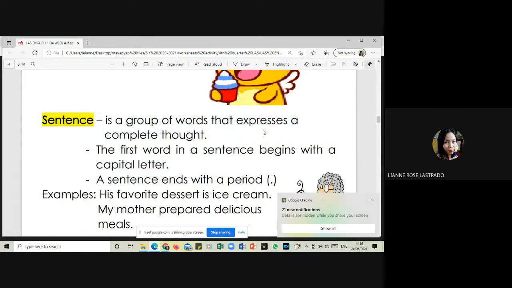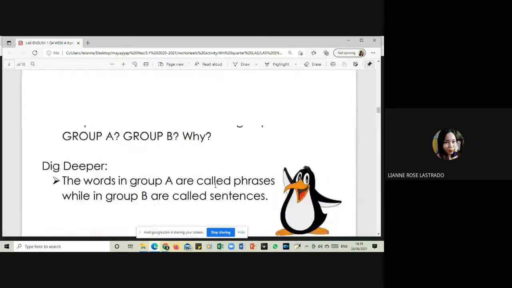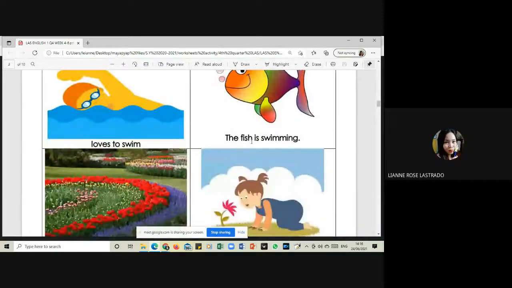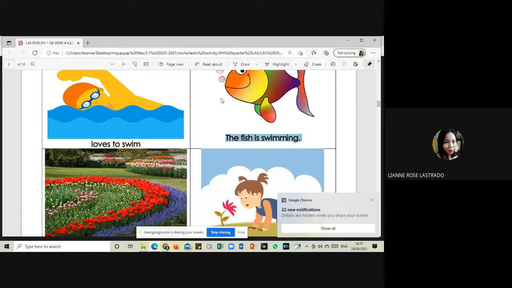So a sentence is a group of words that expresses a complete thought. The first word in a sentence begins with a capital letter and it ends with a period. So let's go back to the words here. The fish is swimming. It begins with a capital letter or a big letter and it ends with a period. Okay? This one is called a period. And you can easily understand the group of words here because it is telling us that it is the fish who is swimming. Okay?